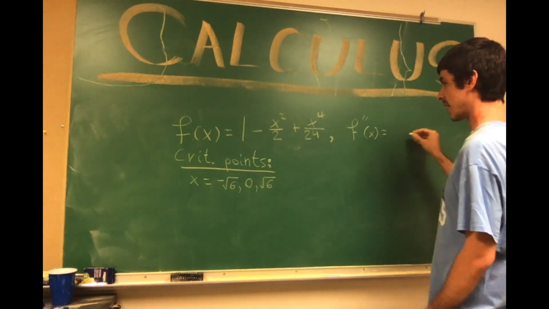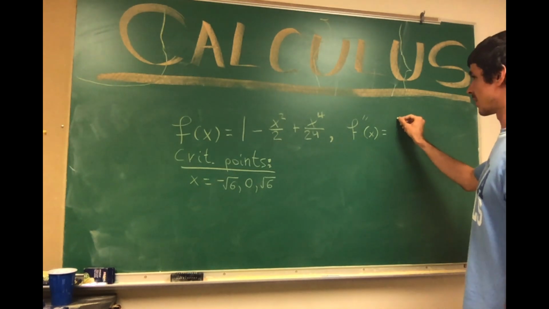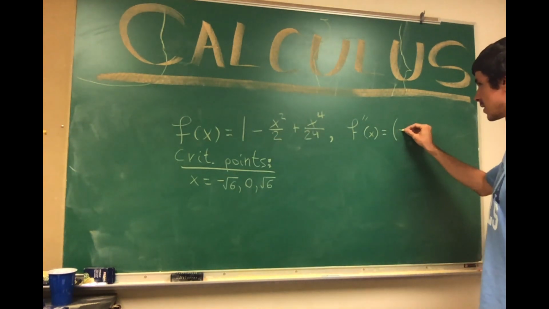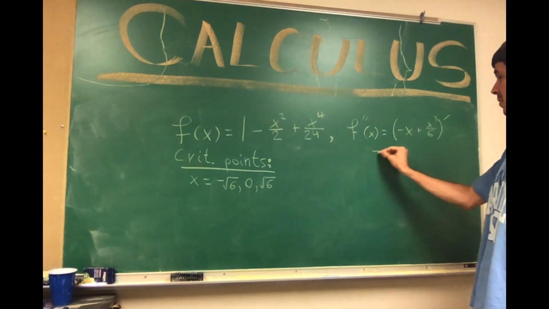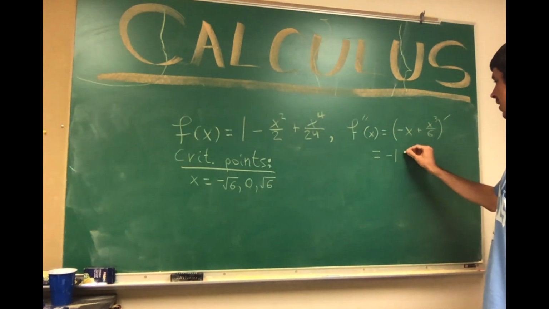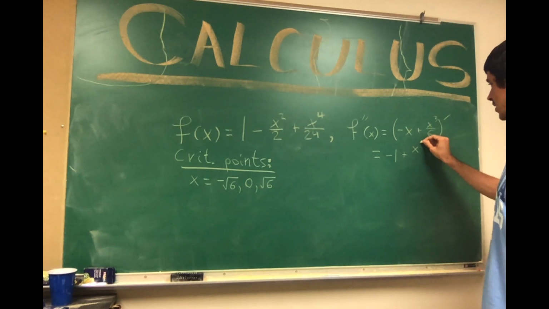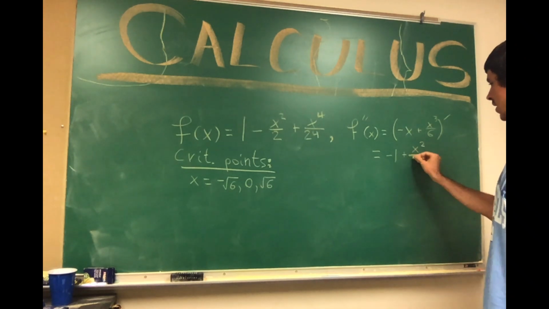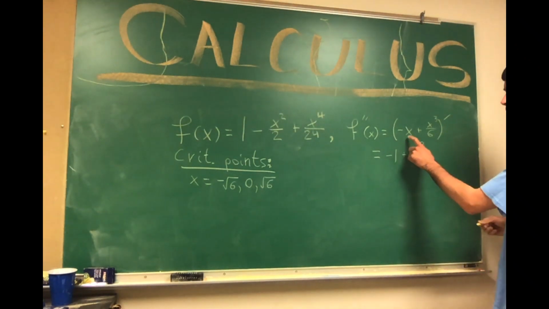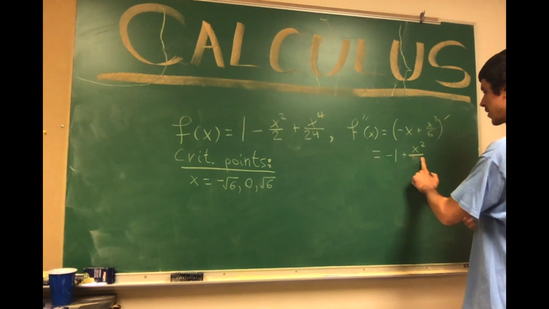equals, and I shouldn't have erased the derivative, it is going to be the derivative of the derivative, and the derivative was negative x plus x cubed over 6. So the derivative of this is going to be negative 1 plus x squared over 2.